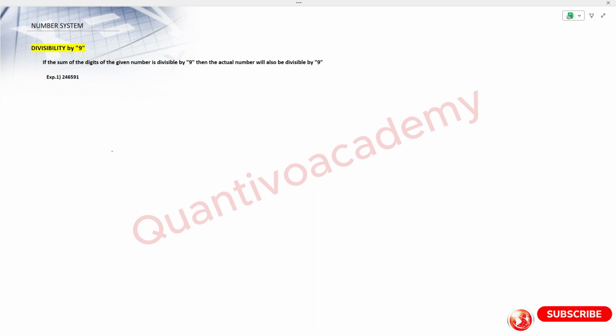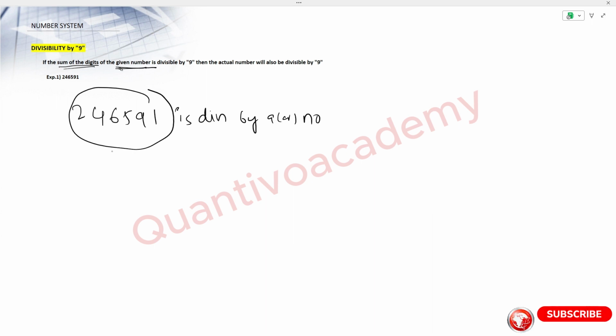Let's understand this with an example question. We have to check whether the given number, 246591, is divisible by 9 or not. So how can we check? We can check by this rule: if the sum of the digits of the given number is divisible by 9, then the actual number is also divisible by 9. So let's do the sum of these digits.